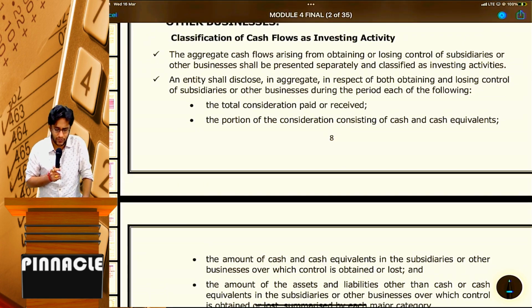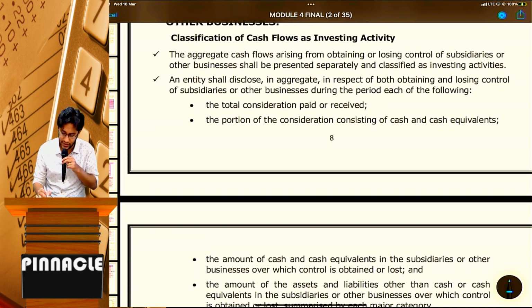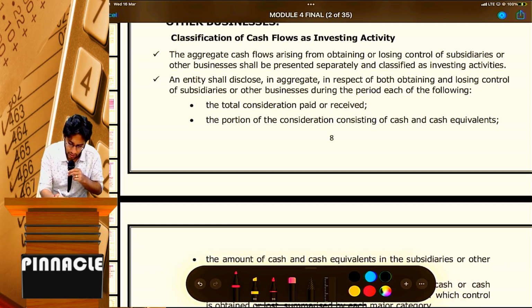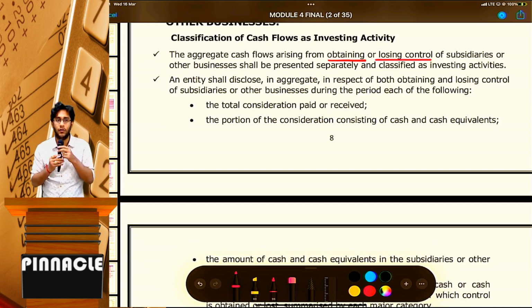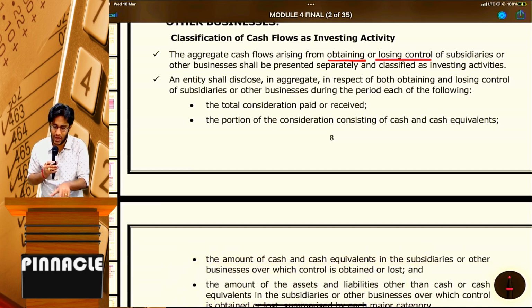The aggregate cash flows from obtaining or losing control of subsidiaries or other businesses shall be presented separately and classified as investing activities. You observe the language: obtaining or losing control. If you purchase extra shares in an already existing subsidiary, that will not fall under this category. If you sold shares but still have control, that will not fall under this category.